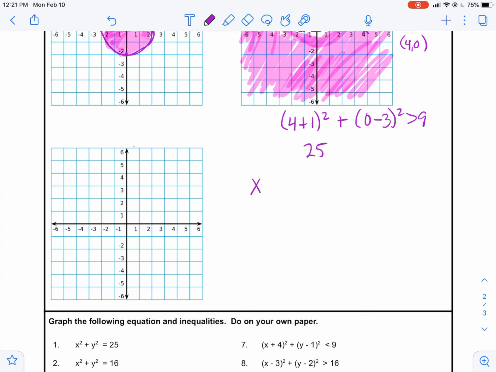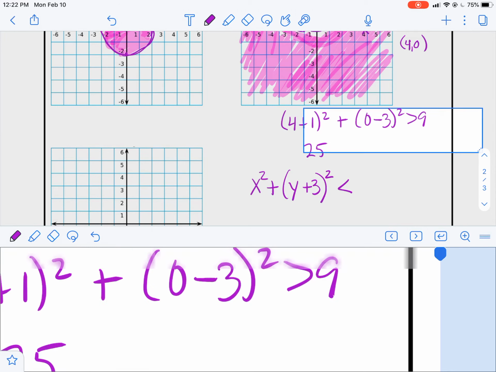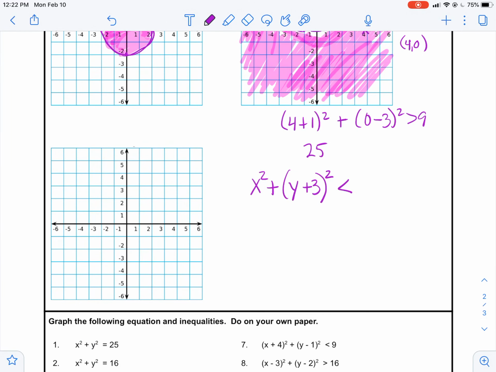So I'm going to do x squared plus y plus 3 squared is less than, make sure it fits on my graph. We'll go less than 9. And then we're going to go x minus 1 squared plus y squared, we're going to do it this way, is less than 16. That should work.